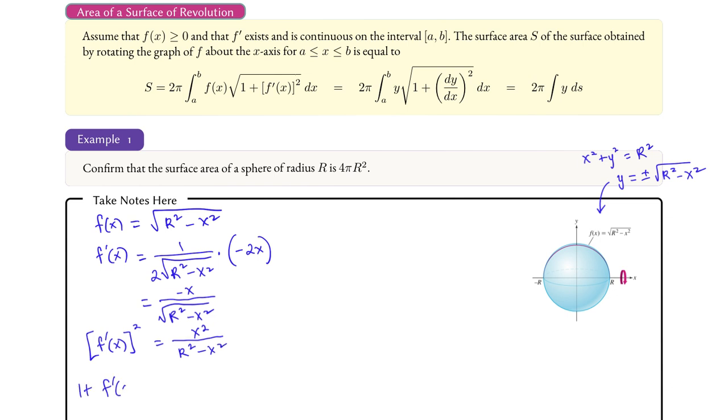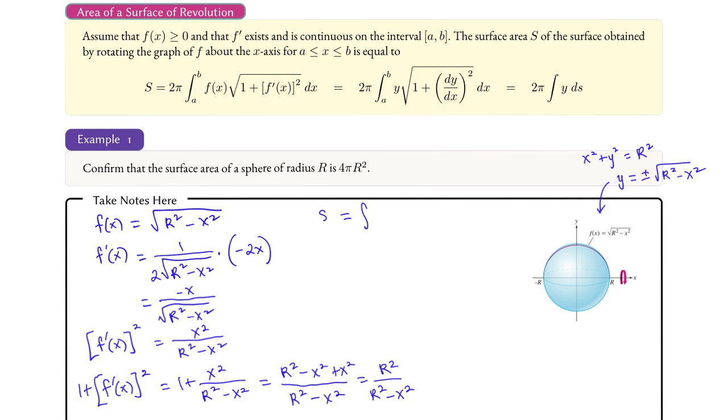In the area of the surface of revolution, we need to add 1 to f prime of x squared. This is 1 plus x squared over r squared minus x squared. Combine the two terms. The common denominator is r squared minus x squared. The numerator is r squared minus x squared plus x squared, which is r squared over r squared minus x squared.